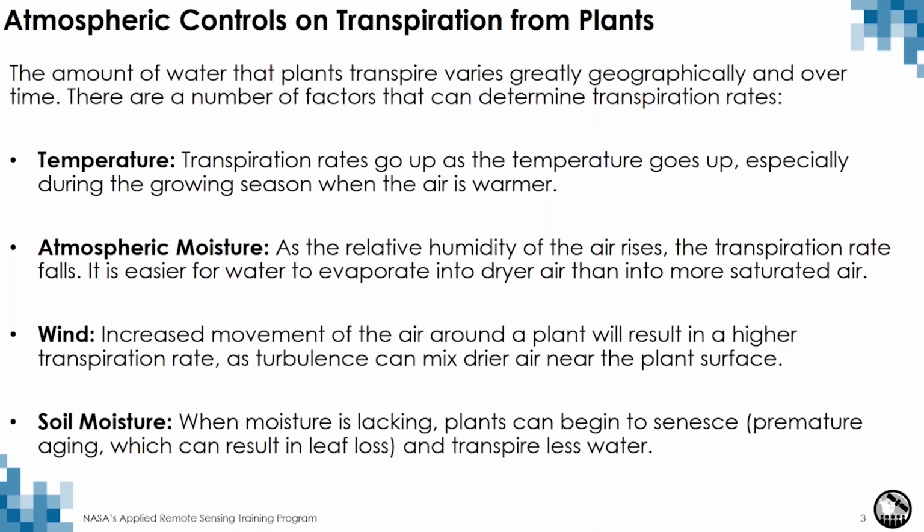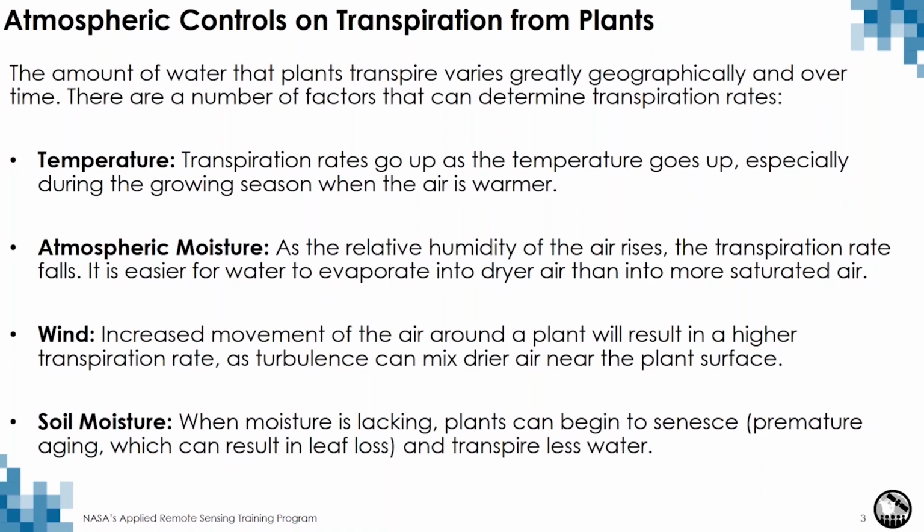The first one is temperature. Transpiration rates go up as temperature goes up, especially during the growing season when the air is warmer. So during the cold season, even when you have active vegetation, the plant does not release as much water as in the warm season when you have hotter conditions. This goes with the atmospheric moisture part, the second control. Warmer temperatures can hold more moisture, but the amount of humidity or water vapor in the air also controls transpiration.